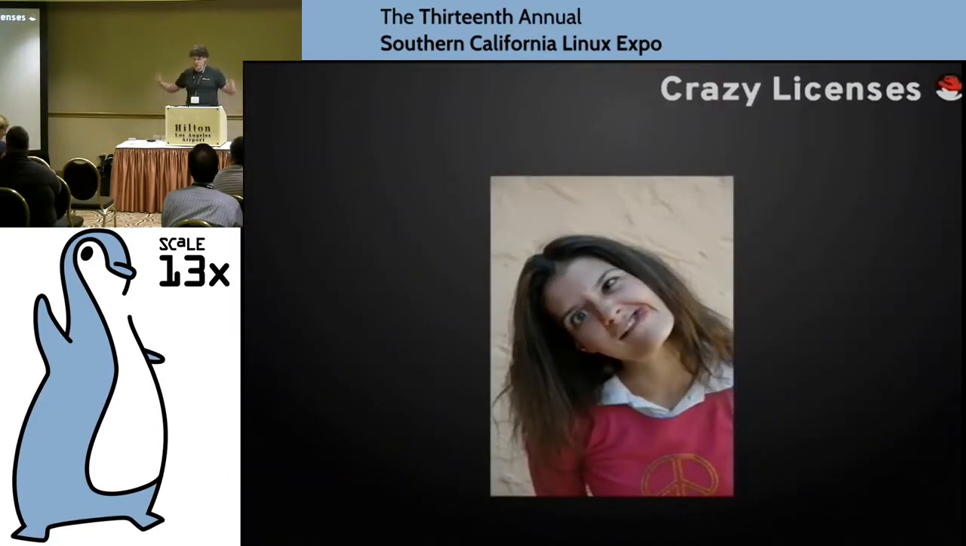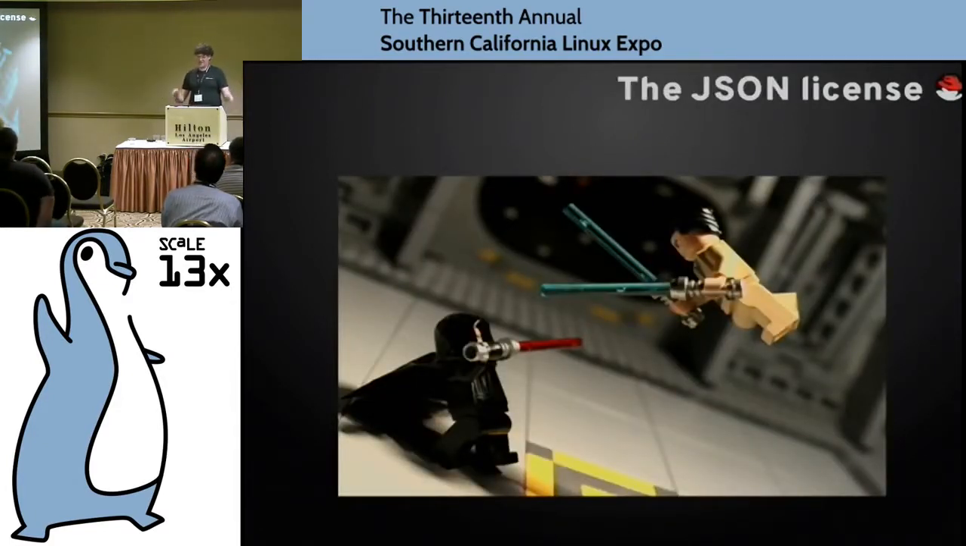All right, I know you came for the crazy licenses. Here's some of the weirdest stuff I've seen. The JSON license. The JSON license is a permissive license in all regards derived from the MIT license except for one added clause. The Software shall be used for Good, not Evil.